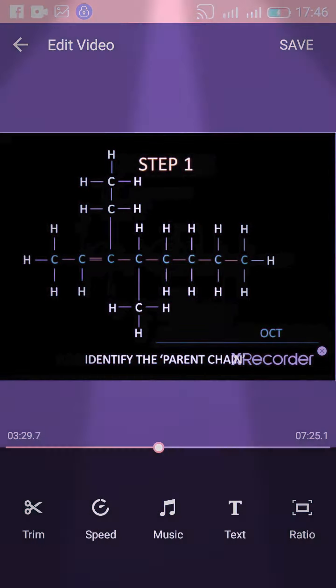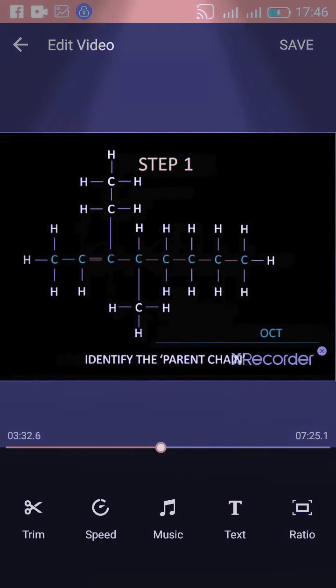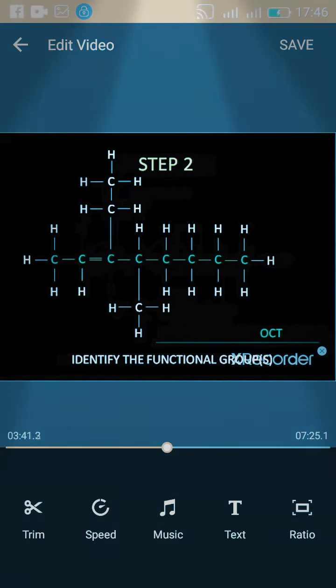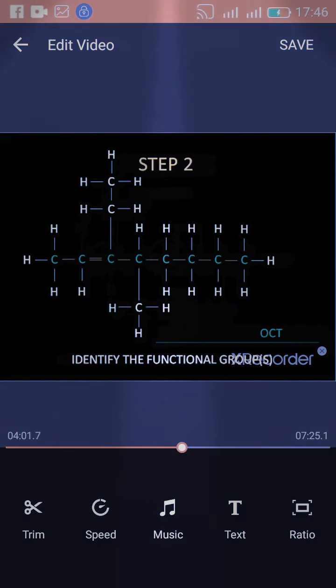So example number 2. Identify the parent chain as usual. The parent chain that you see in green color, the parent chain of this compound, is oct. Step number 2, identify the functional group. For this organic compound there is only one functional group, which is a carbon-carbon double bond. As you see on carbon number 2 from the left side, it's a carbon-carbon double bond.